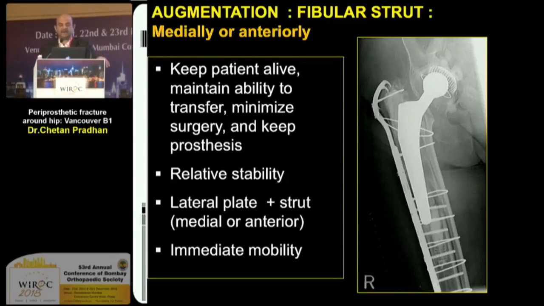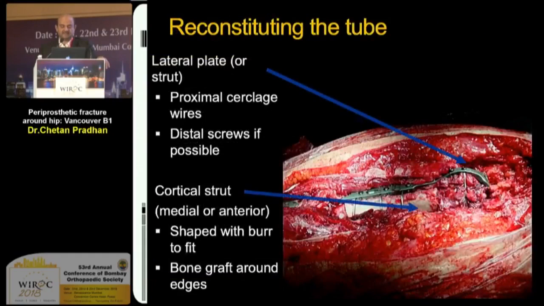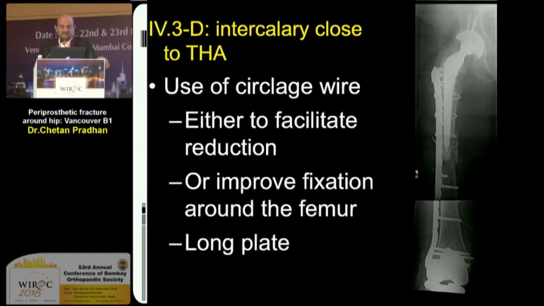So this is a trochanteric peri-implant plate, periprosthetic plate, with a strut fibular graft, medial or anterior, and fixed with cables in the proximal half and screws in the distal, something like this. Another example, use of cerclage wires.